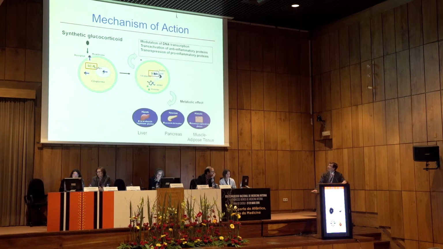Glucocorticoids also produce a metabolic effect in the liver. They increase the production of hepatic glucose. In the pancreas, they impair beta cell function, and at muscle and adipose tissue, it produces resistance to insulin.